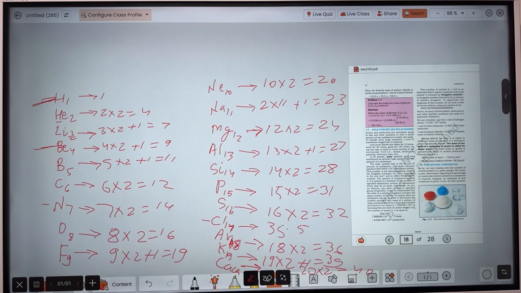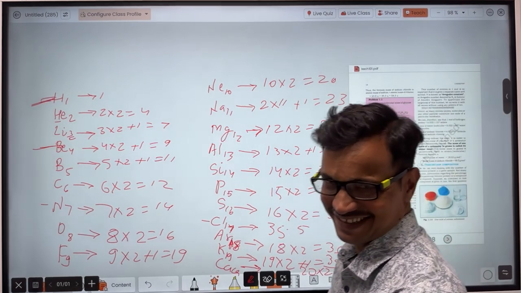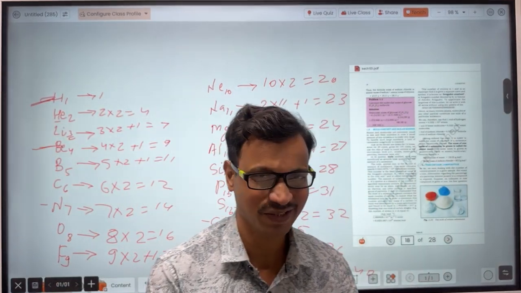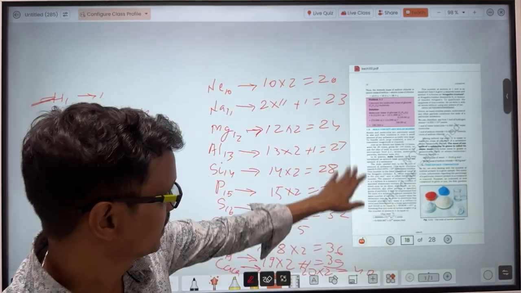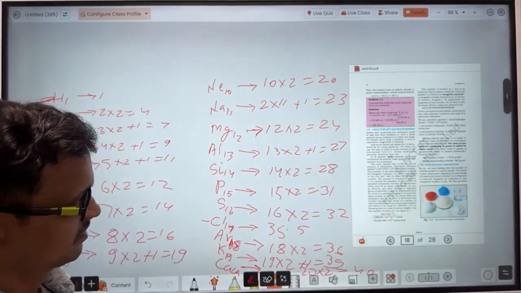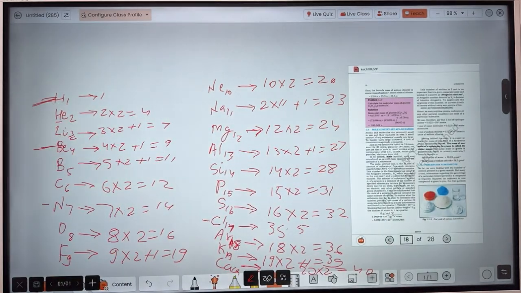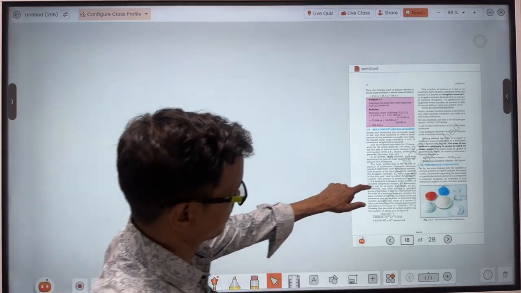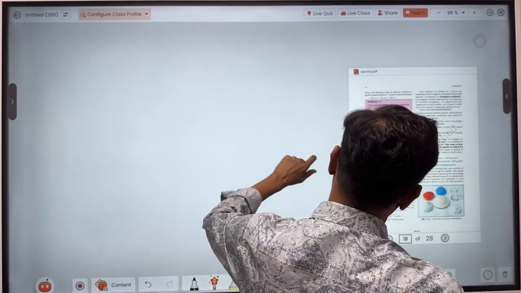Without the knowledge of atomic weight and atomic number, thinking about chemistry will be meaningless. Then after that is the mole concept and molar mass. So, the mole concept and the molar mass.